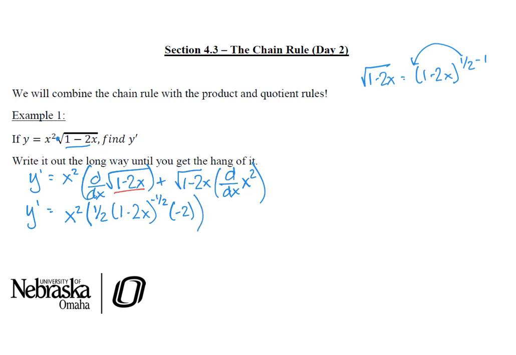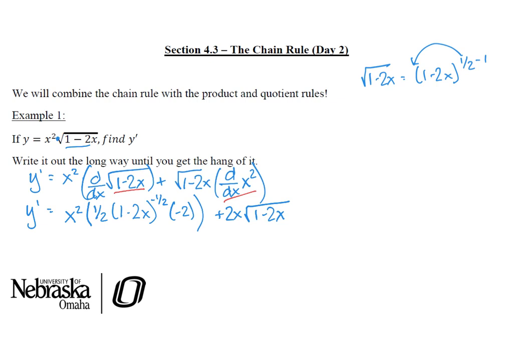That's just the first term. Then we have the second term. So our second term, we have square root of 1 minus 2x, we leave alone. And then we have d dx of x squared. So the derivative of x squared is just 2x. I'm going to write it in front of our radical to signify that it's multiplying it.